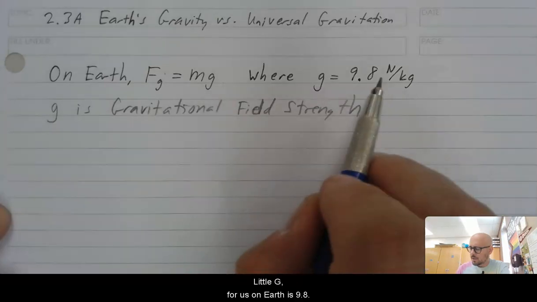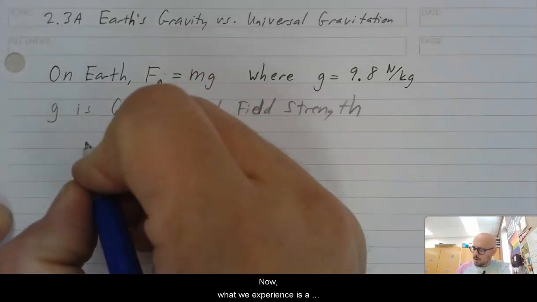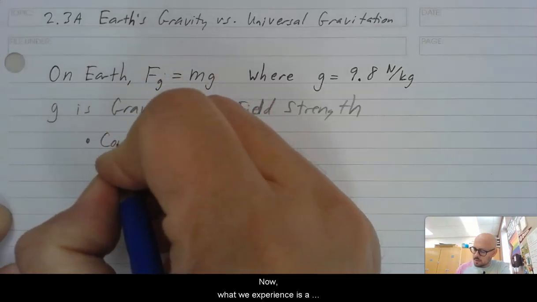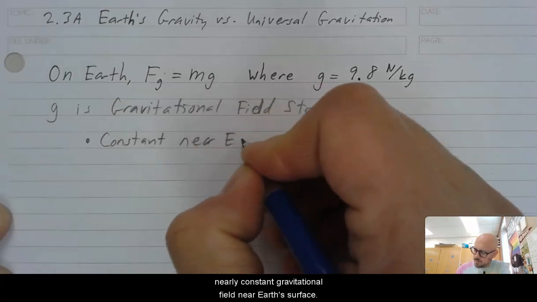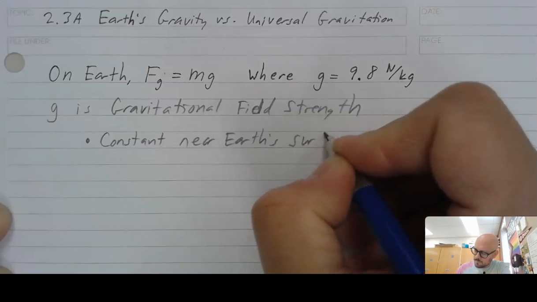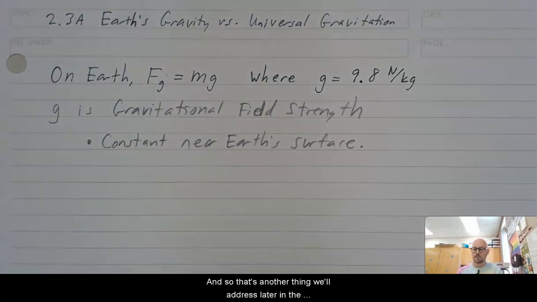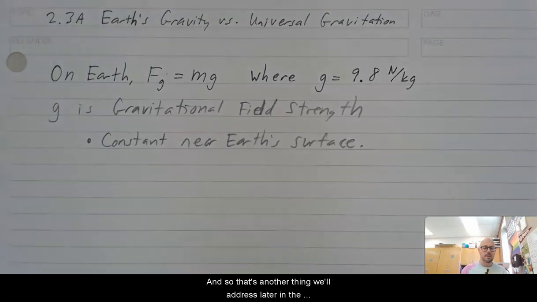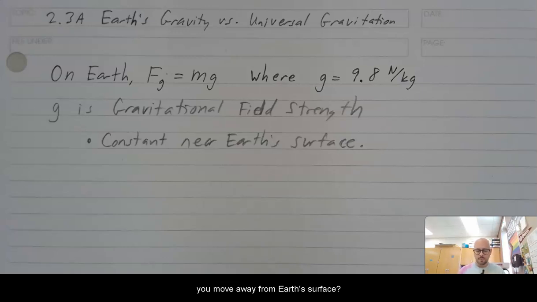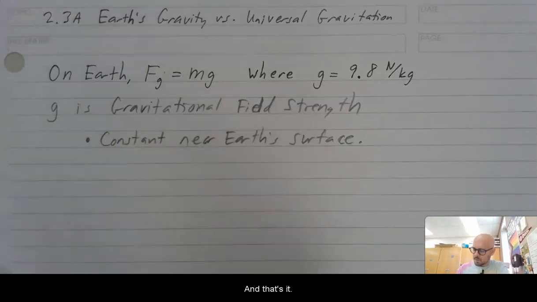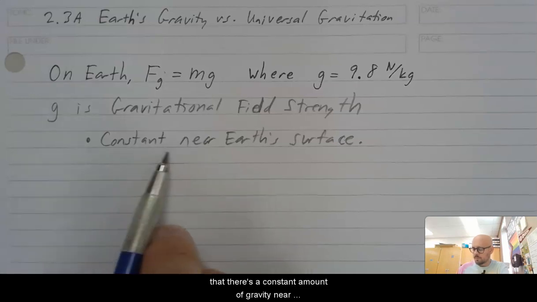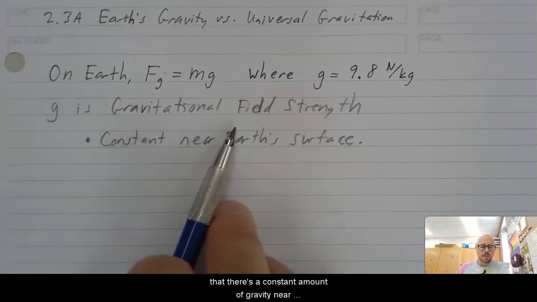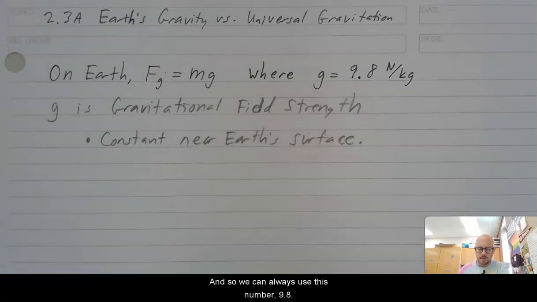So what does this mean for us? Little g for us on Earth is 9.8. Now, what we experience is a nearly constant gravitational field near Earth's surface. It's not actually constant, and so that's another thing we'll address later in the video: how does the strength of gravity change as you move to higher elevations and as you move away from Earth's surface? That's why we've been using 9.8 for everything, that there's a constant amount of gravity near Earth's surface, and so we can always use this number 9.8.